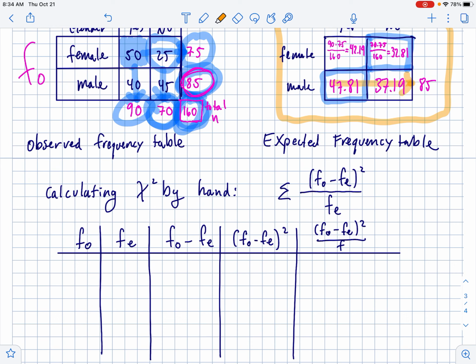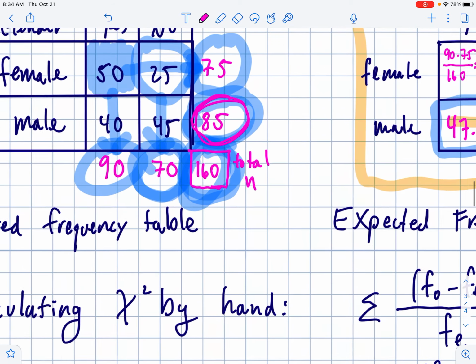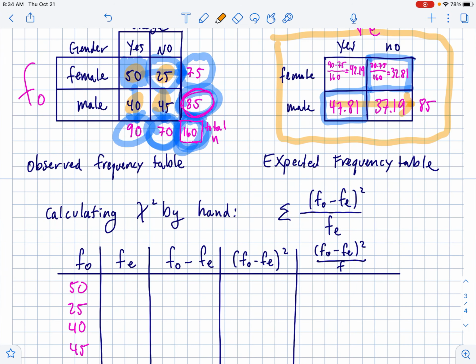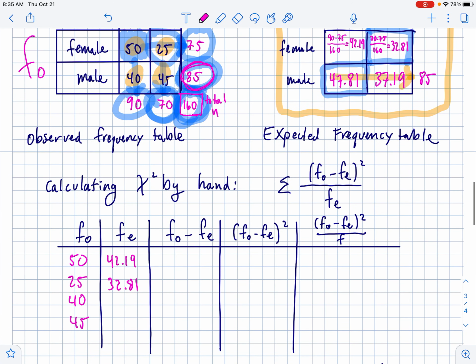If I look down here, all of my observed frequencies are going to go in this column, and then all of my expected frequencies are going to go in this column. So you can put them in any order you want, but you need to make sure that they match up with their expected frequencies. So I'm going to go 50, 25, 40, 45. Notice that I went top left to top right, then bottom left, then bottom right. So if I do that again with the expected frequencies, I need to start with top left, which is 42.19.